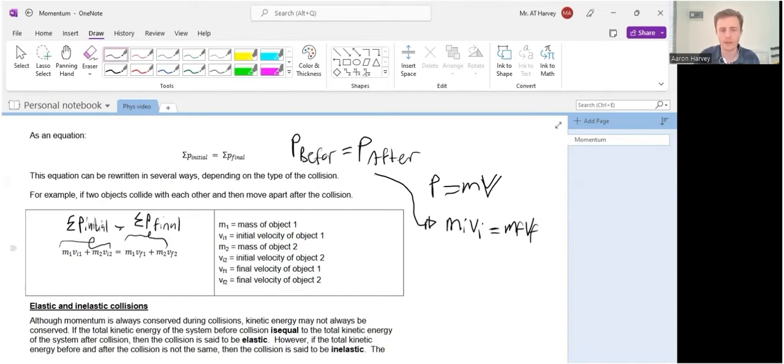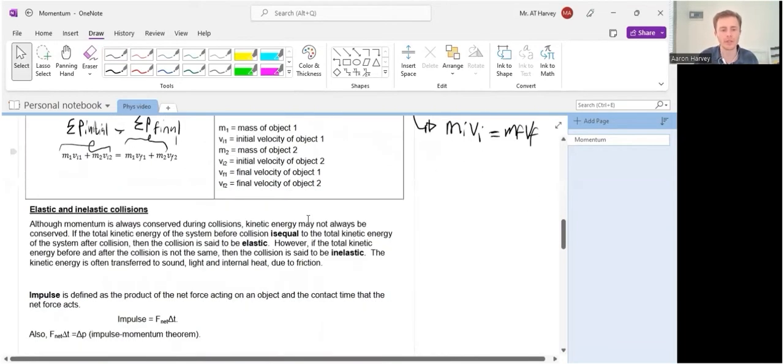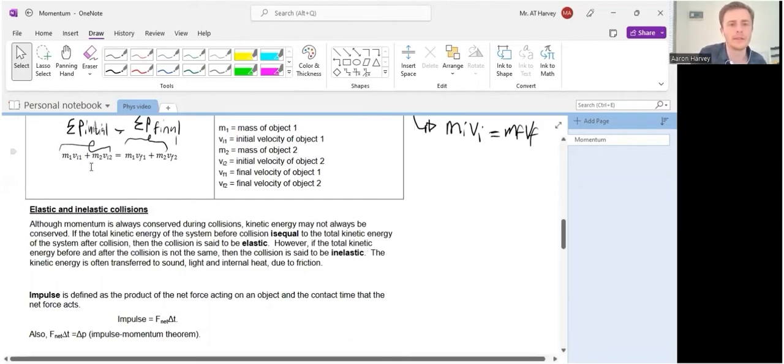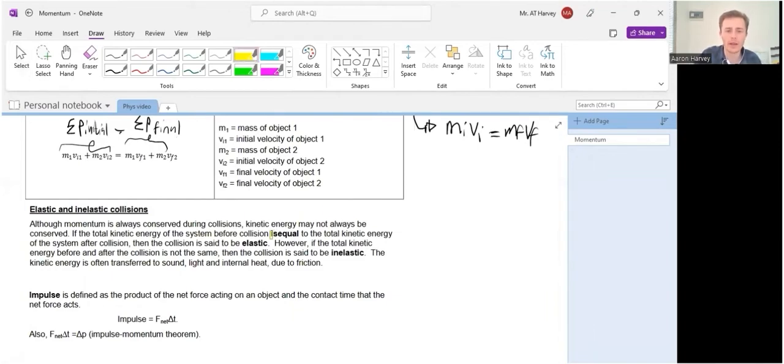And there are two types of collisions. There are elastic and inelastic collisions. And the main difference between these two is that in an inelastic collision, the total kinetic energy of the system is different to that afterwards.